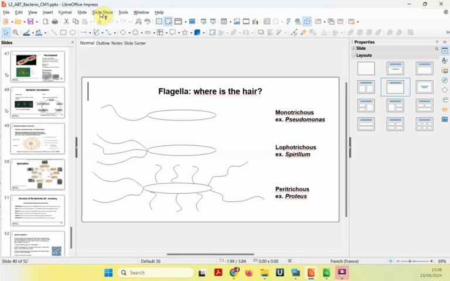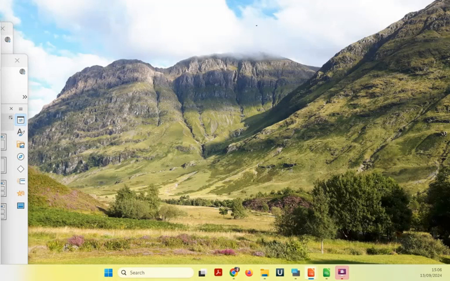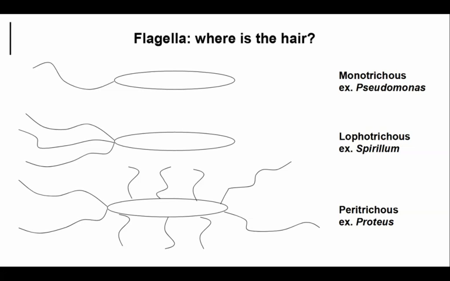Okay, so let's leave music and poetry and come back to the rather prosaic world of bacterial structures. So we've done the different types of pili, and now we're going to finish up our consideration of the external structures of bacteria with flagella.